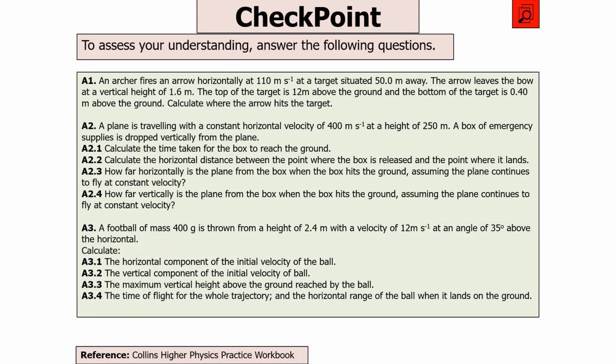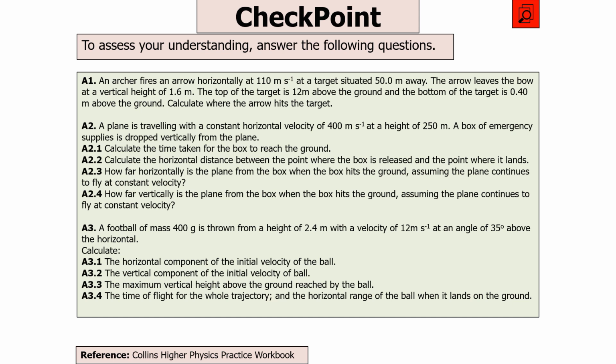The next question says, an archer fires an arrow horizontally at 110 meters per second at a target situated 50.0 meters away. The arrow leaves the bow at a vertical height of 1.6 meters. The top of the target is 12 meters above the ground and the bottom of the target is 0.40 meters above the ground. Calculate where the arrow hits the target.